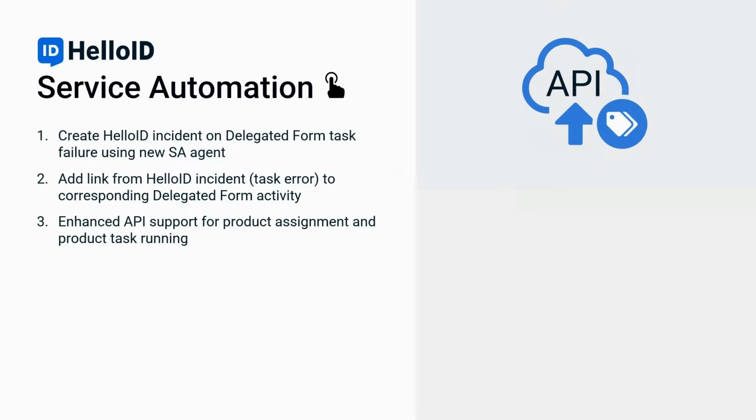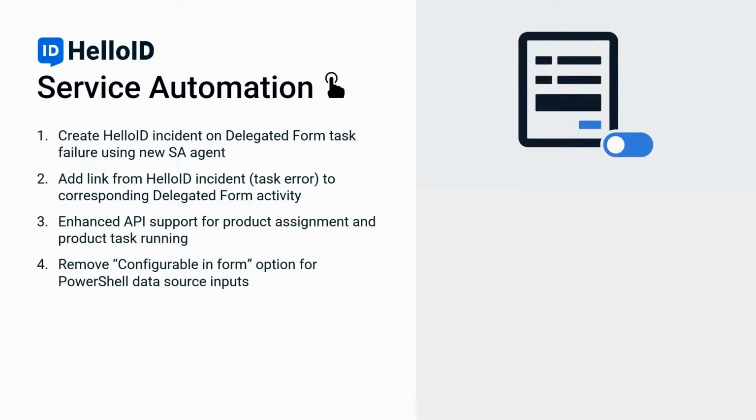Our next new feature is Enhanced API support for product assignment and product task running. These new API endpoints give you more flexibility for managing product assignments and the option to run the configured and corresponding product actions. Our fourth and final new feature for this release is Remove Configurable in-form option for PowerShell data source inputs. This feature is no longer necessary since you can define the static values in the PowerShell script itself or use the HelloID variables such as requester and user-defined variables directly in your PowerShell script.